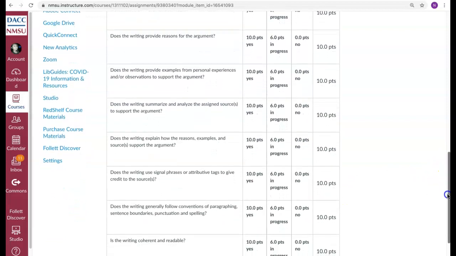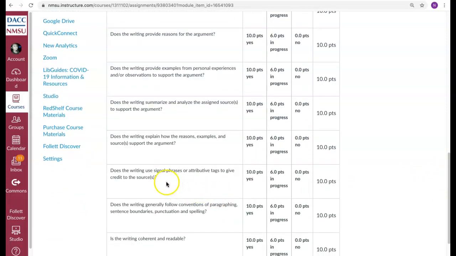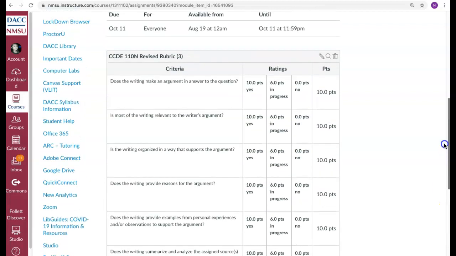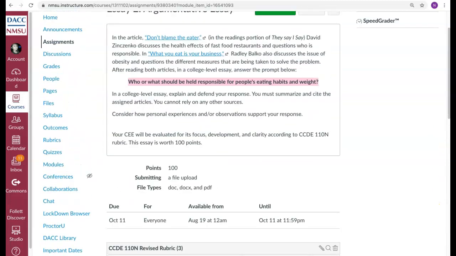And then, do you use signal phrases? We have gone over signal phrases. So do you use signal phrases when you are incorporating information from the articles? And of course, this has to do with sentence boundaries, paragraphing, things like that, punctuation, and is the writing coherent and readable?